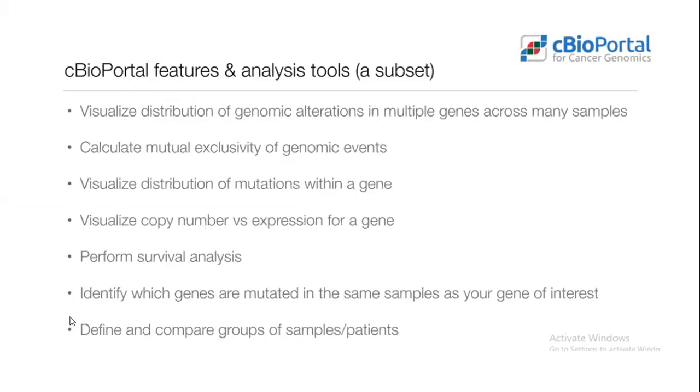We can also define and compare groups of samples and patients. So if you are interested in only one cancer type and only one subgroup to study, you can compare those subgroups with respect to samples and patient information, clinical data, and also the omics data. This overall flow we are going to see by using this cBioPortal.